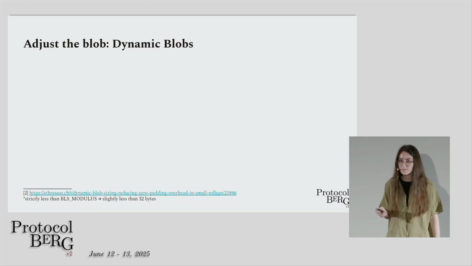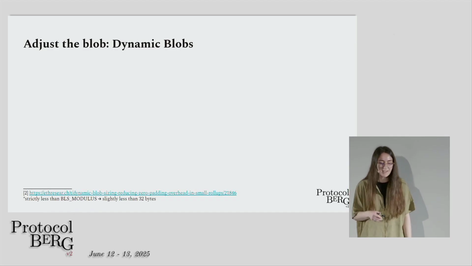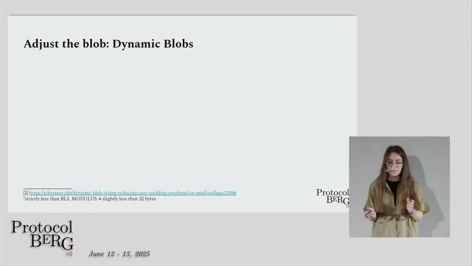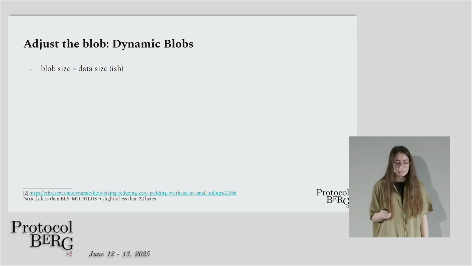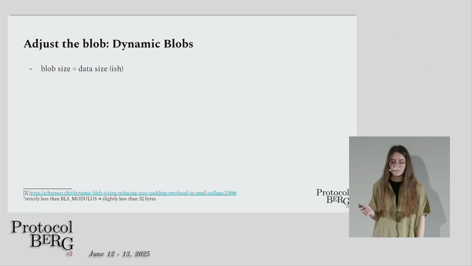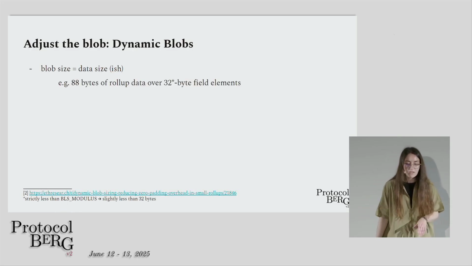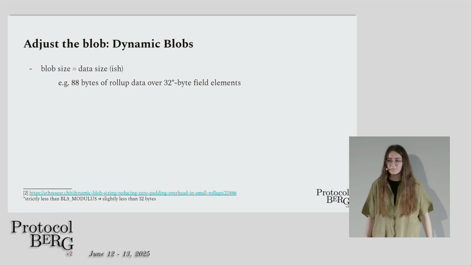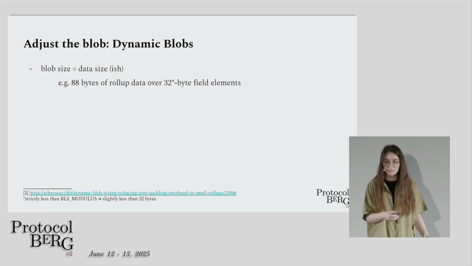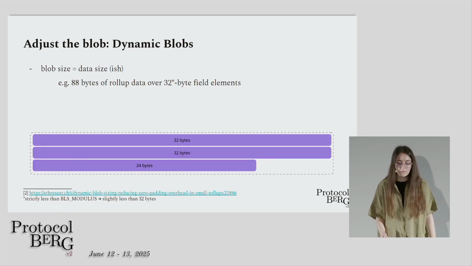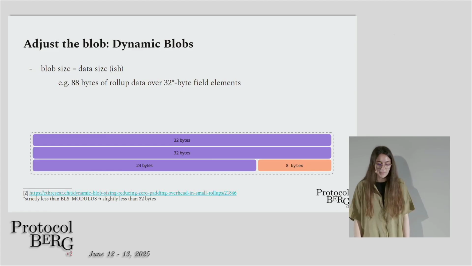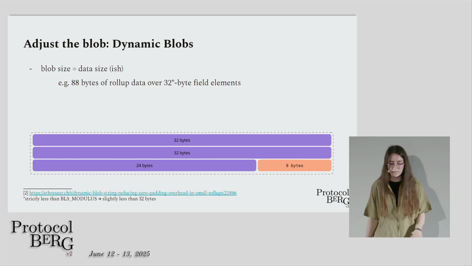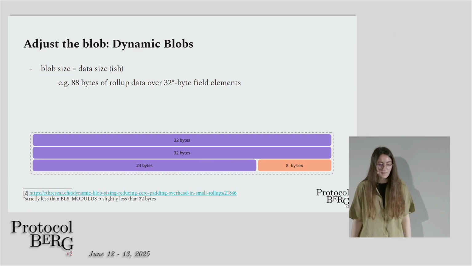Remember that one blob has 131,000-ish bytes, but we could maybe think of making it smaller or larger depending on the rollup's actual needs. So in this case, the blob size would become equal to the data size-ish because we still will use some padding. For example, if we have 88 bytes of rollup data, we fit it over 32-byte field elements, just as we do now. So here's our data. And we also have some extra 8 bytes of padding just to fill that last field element to the end.